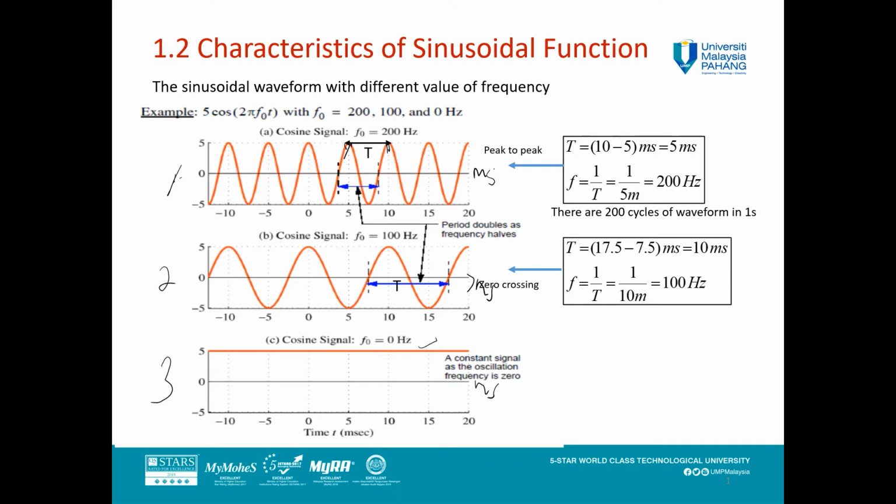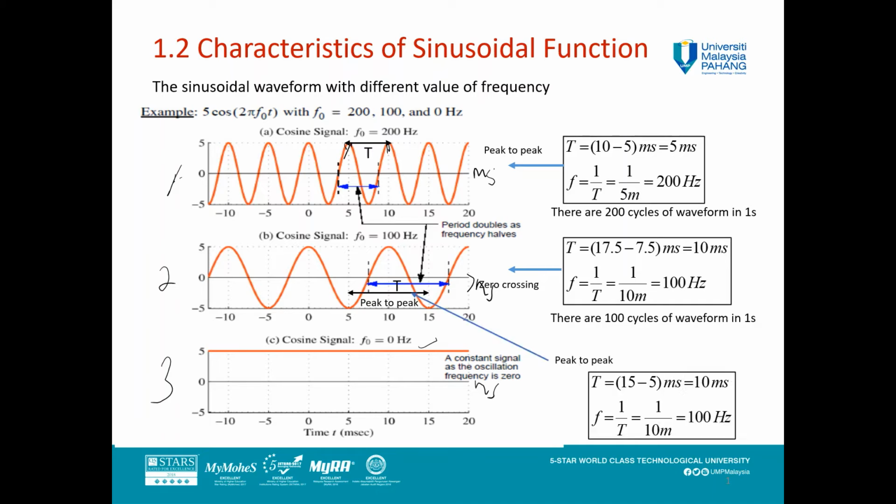Or you can get the t by using the value from peak to peak, from here and here, upper or lower, you can choose. So you also get the same value of t and f. The t is 15 minus 5, you get 10 milliseconds. Then f is 1 over t, you get 100 hertz. So depending on the frequency, you can see the comparison of the three waveforms with 200 hertz, 100 hertz and 0 hertz.